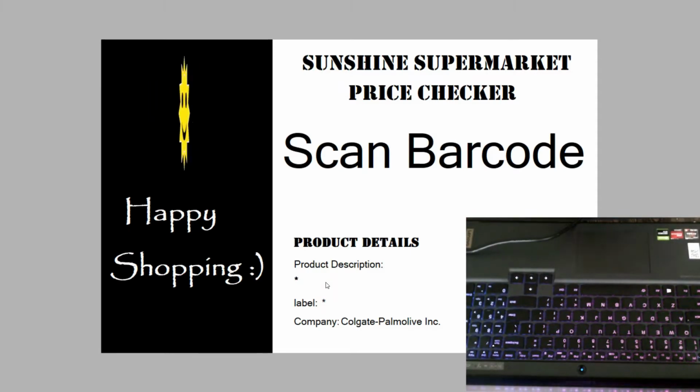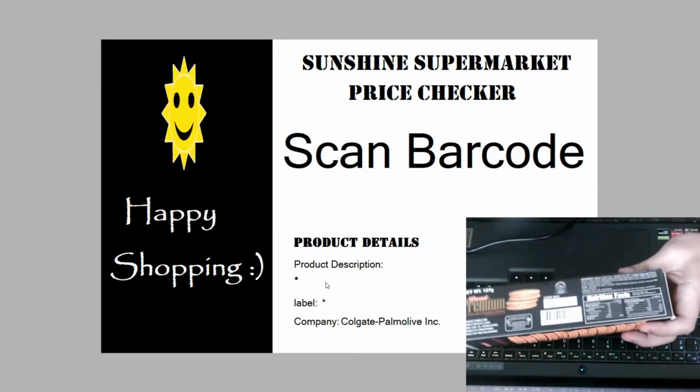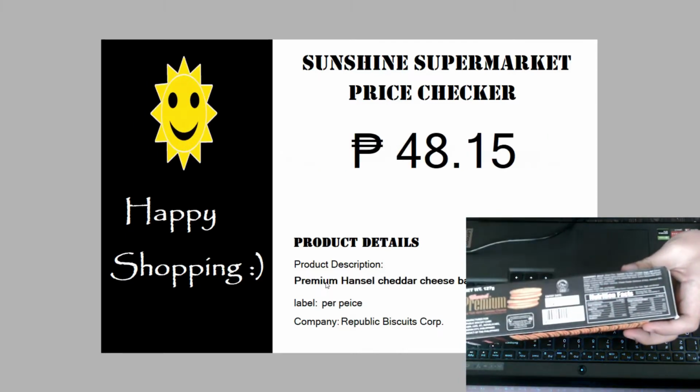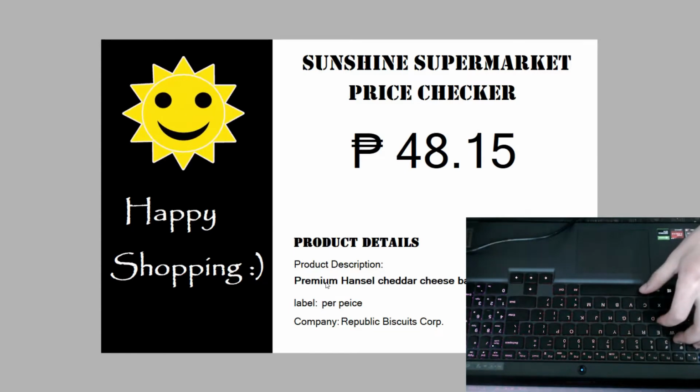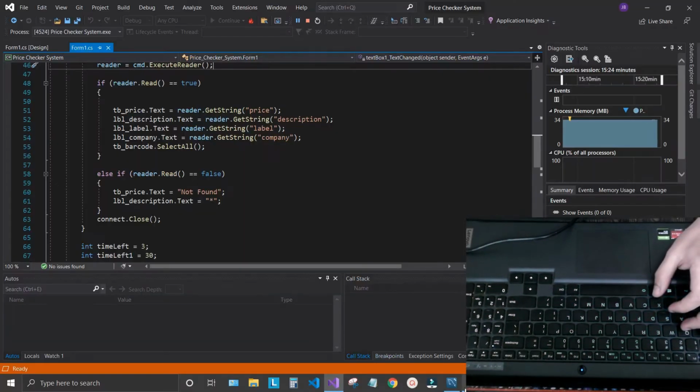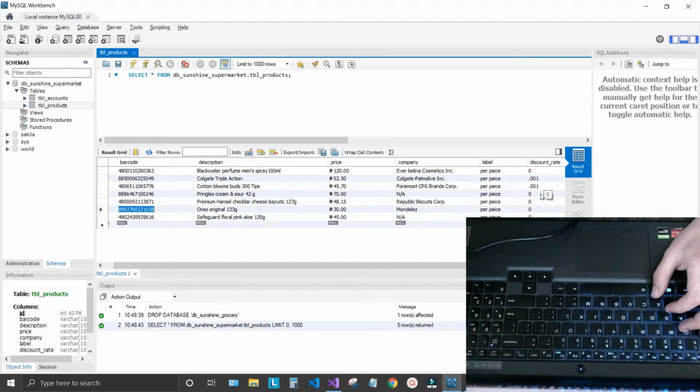Again, I'm going to scan another product here. There, it also displays, because this product is already added to our database here. So that is the barcode, and those are the details that I input to our database.